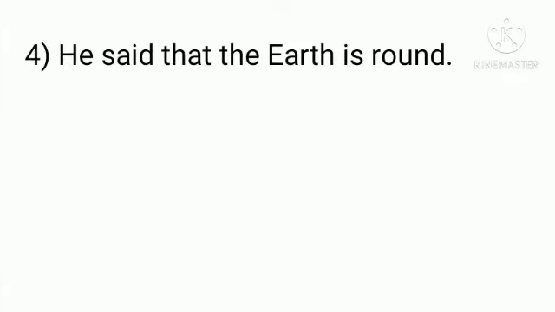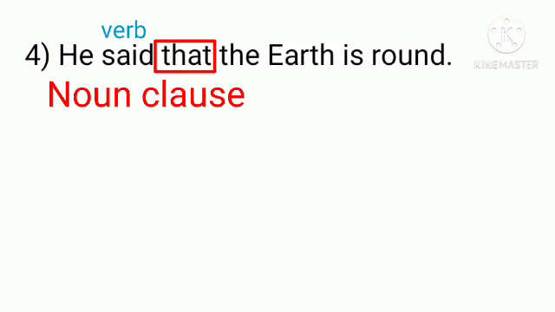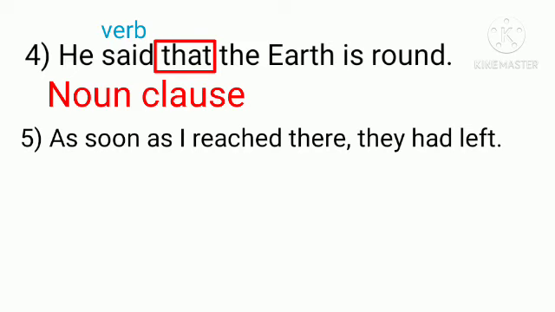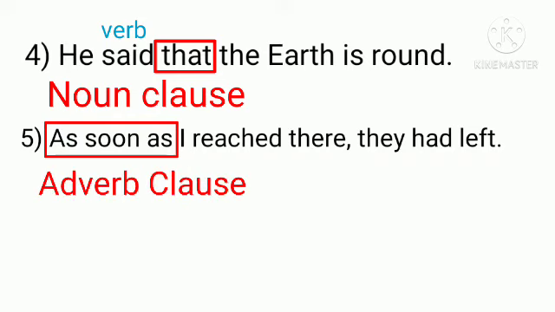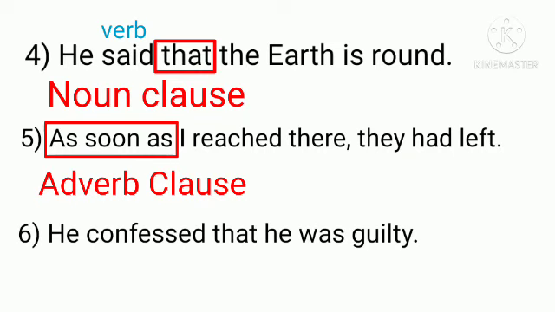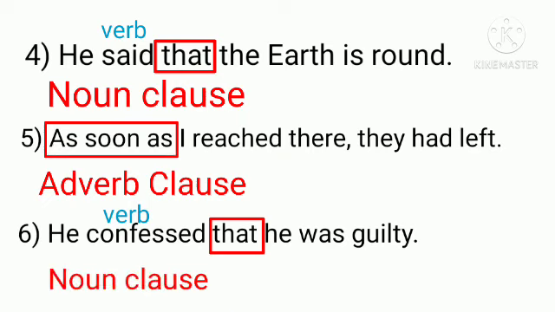He said that the earth is round. Here the subordinating conjunction is that, and the verb is placed before the subordinating conjunction. So it is a noun clause. As soon as I reached there, they had left. Here the keyword is as soon as. So it is an adverb clause. He confessed that he was guilty. Here the keyword is that, and the verb is placed before the keyword. So it is a noun clause.